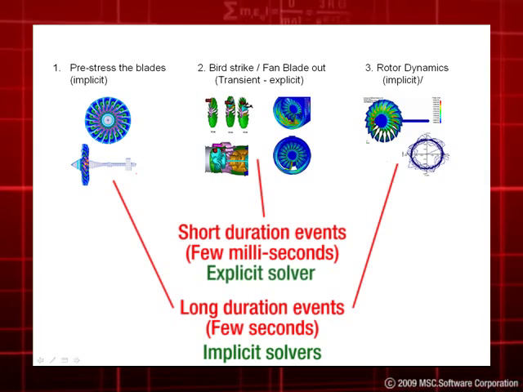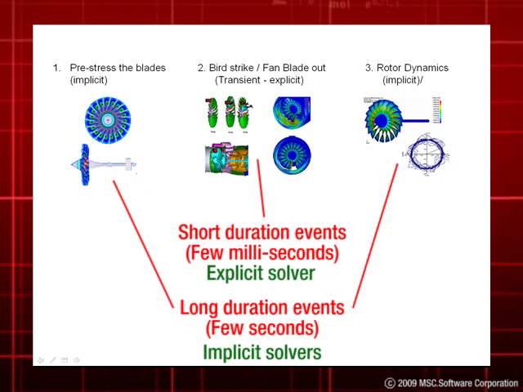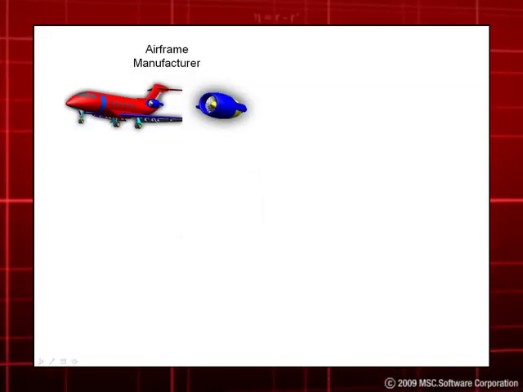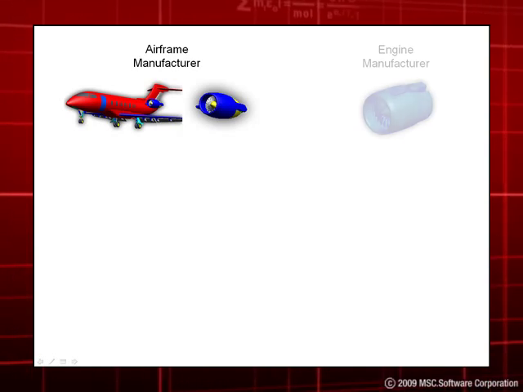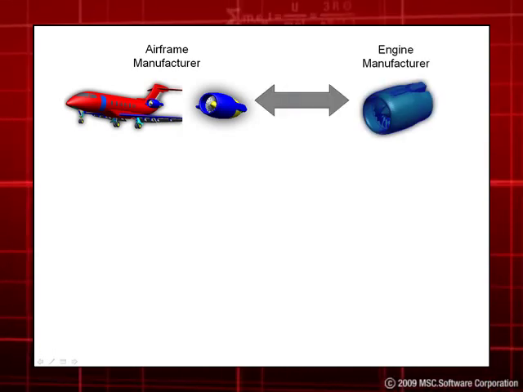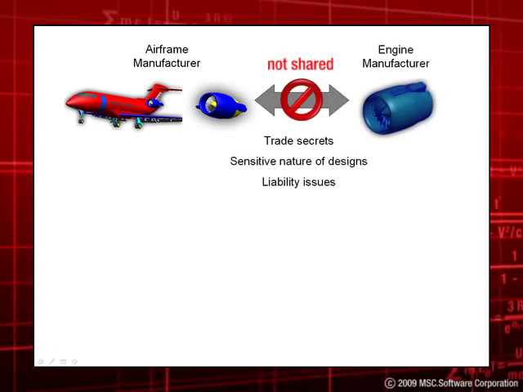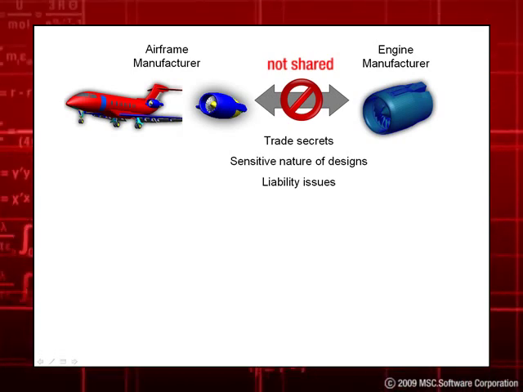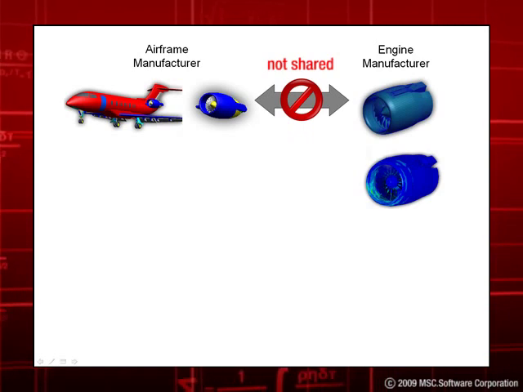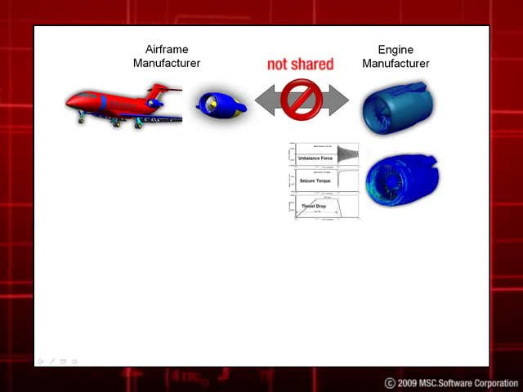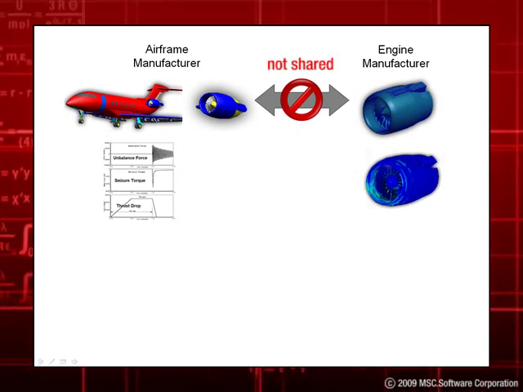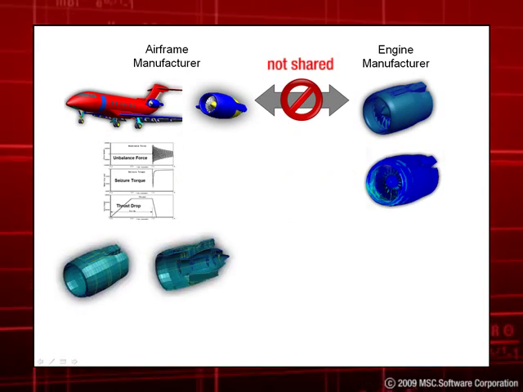Moreover, the way this is done today also presents certain other inefficiencies and challenges. Since the engine models between airframe and engine manufacturers are not shared, either due to trade secrets, sensitive nature of the design, or liability issues, engine manufacturers traditionally will send only the loads that are generated from a fan blade out or bird strike analysis to the airframe companies. Next, the airframe manufacturer will recreate the engine model for rotor dynamics.